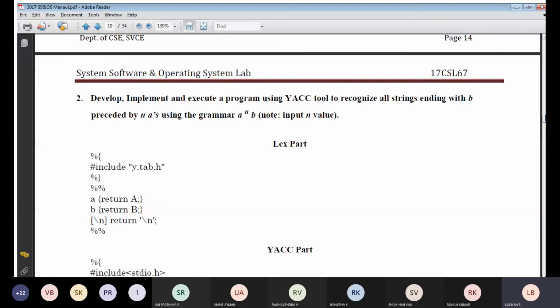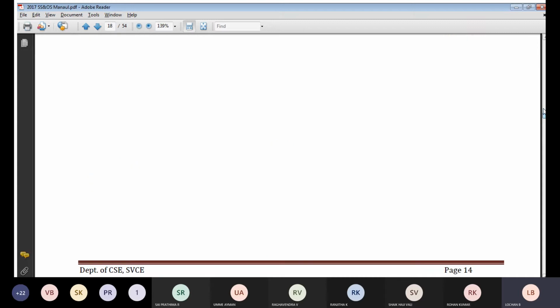See, whenever they directly ask for a yak tool, the basic procedure we need to follow is, first you need to concentrate on your lex part. So first you need to write the pseudocode for your lex part. After that you need to write the pseudocode for your yak part. Directly you can't execute your yak part. Why? Because many times I told you that the main function of your yak is that whatever input is there in your lex, it will take that particular input as its base in yak, and it will process and you are going to perform the operation. That means that to execute your yak part, we want your lex part also.